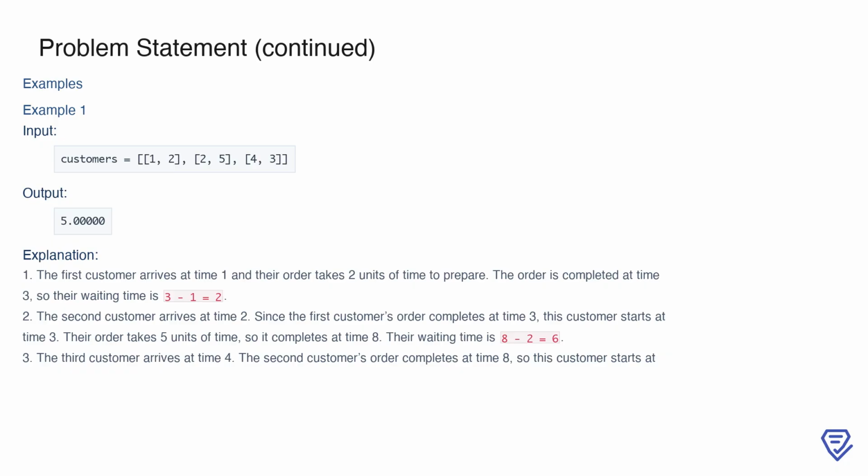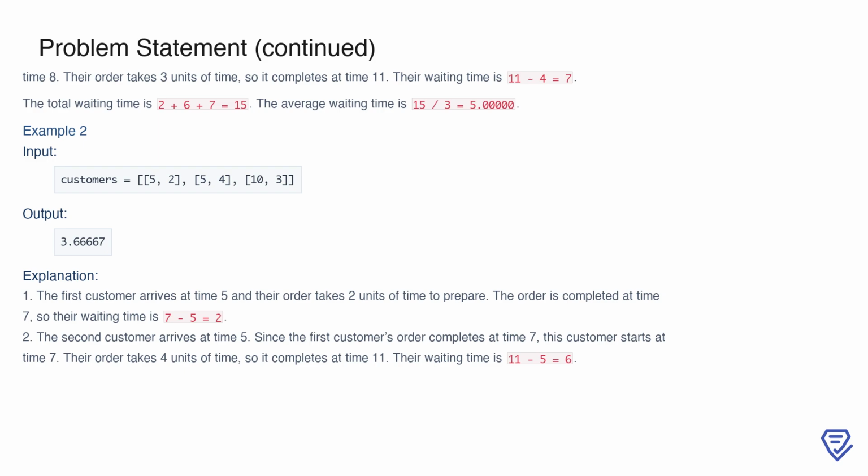The third customer arrives at time 4. At this point, the second customer's order is still being prepared and will complete at time 8. Thus, the third customer's order begins at time 8 and requires 3 units of time to prepare. The third customer's order is completed at time 11, resulting in a waiting time of 11 - 4 equals 7. Adding up the waiting times for all 3 customers, we get 2 plus 6 plus 7 equals 15. To find the average waiting time, we divide the total waiting time by the number of customers. 15/3 equals 5.00000. This is the output for the first example.